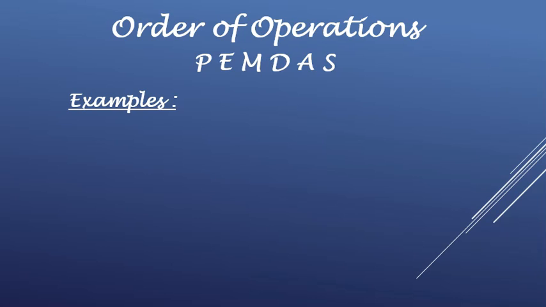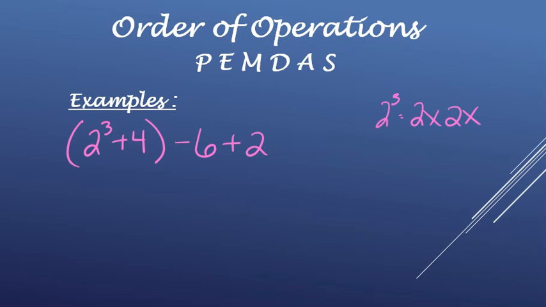Okay, let's work out a few examples to make sure that you have this correct order. Let's say we have the problem 2 to the third power plus 4, I'll put that all in parentheses, minus 6 plus 2. All right, according to our cute little saying, we must do the parentheses first. Now this problem, inside the parentheses, we actually have an exponent. So this one's a good challenging problem for you. So let's do the 2 to the third power. Remember, 2 to the third power, I'll come over here to the side. Let's remember that 2 to the third power is the same thing as 2 times 2 times 2.